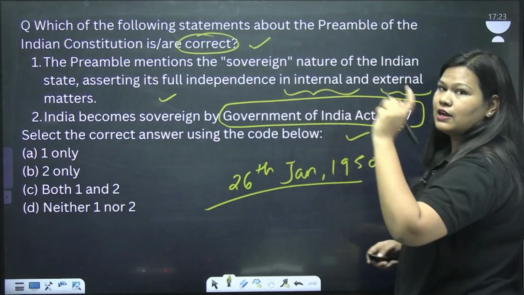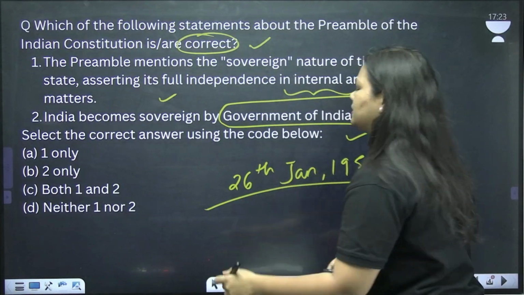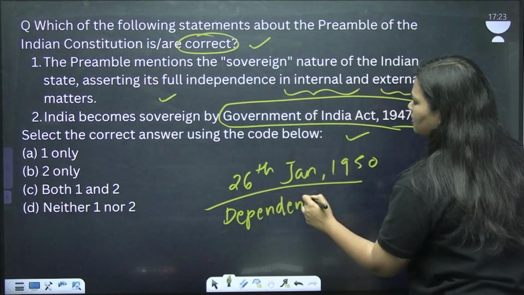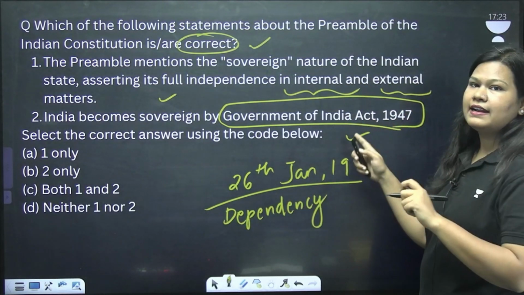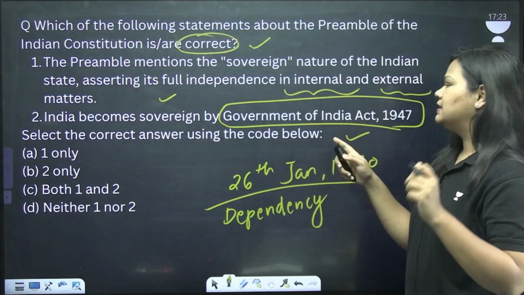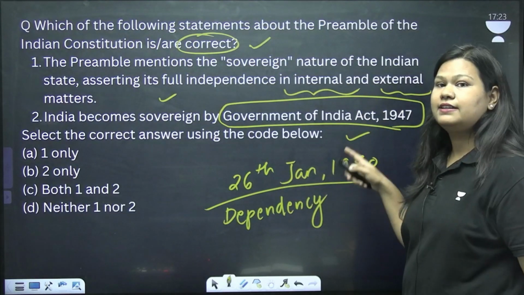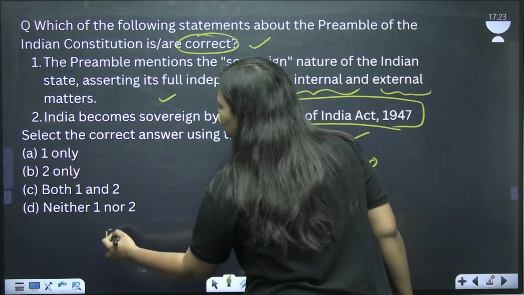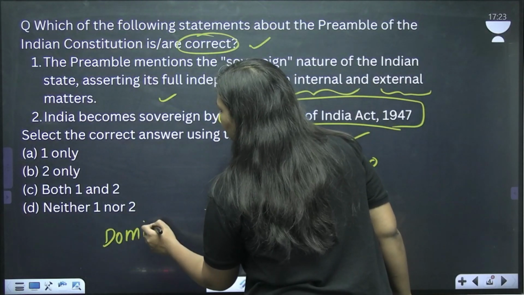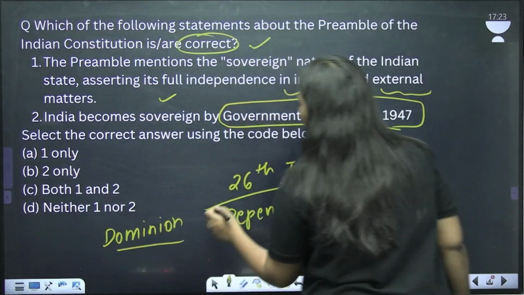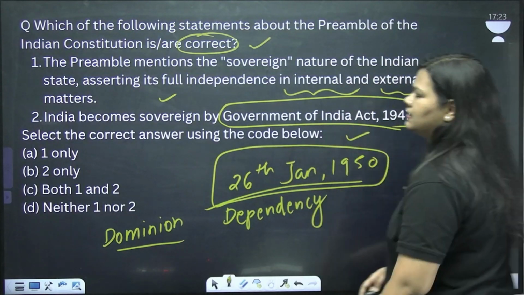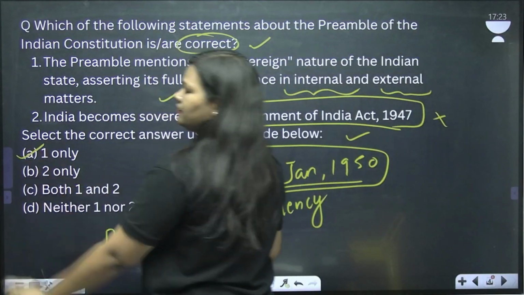Before the Government of India Act 1947 came into existence, India was a dependency. Between the Government of India Act 1947 and 26 January 1950, the date when we adopted our constitution, India was a dominion. Hence, India became sovereign on this date only. So this is a wrong statement. So the correct answer will be A only.